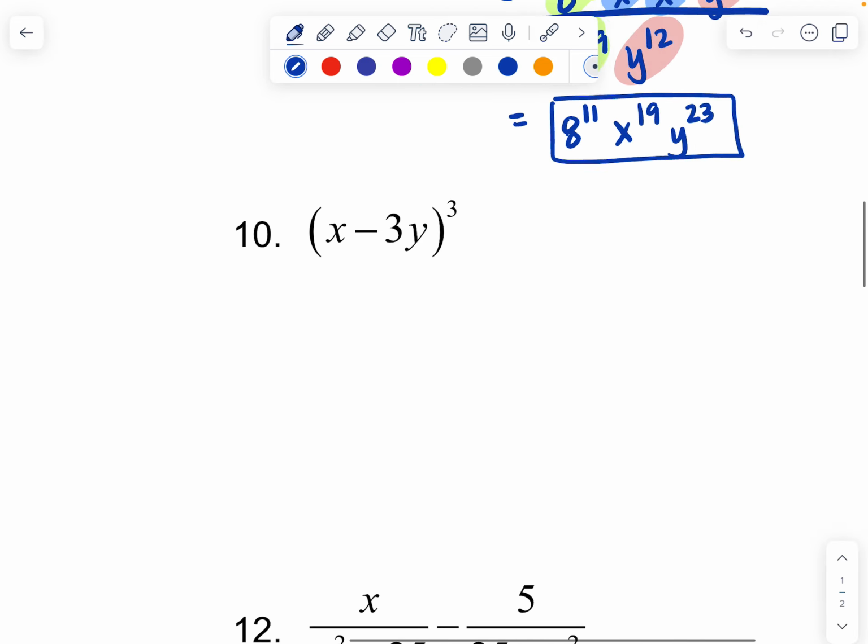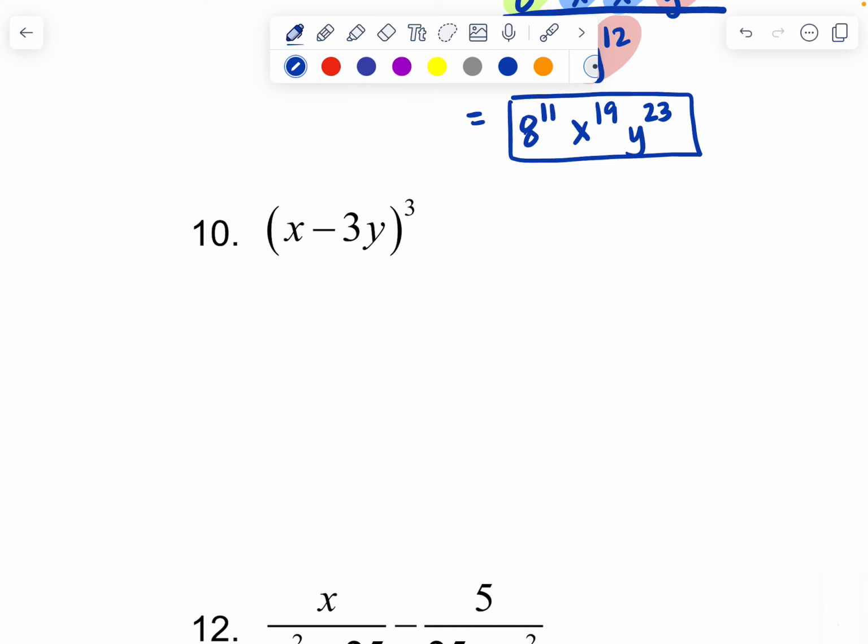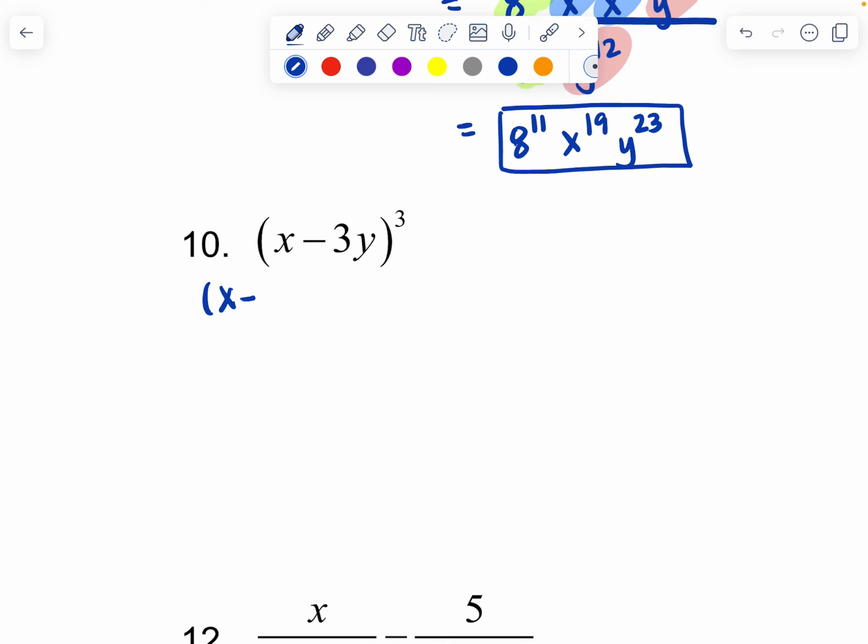All right, number 10, ew. Okay, x minus 3y cubed. If you cube this and you cube this, again, you will get 0 points. Actually, I will be tempted to give you like negative 2 points because it's that bad of a mistake. If it's a binomial or a trinomial, you have to multiply it by itself 3 times, okay? This only works if it's a monomial that you can distribute the 3 to everything. So look, this means x minus 3y times x minus 3y times x minus 3y.